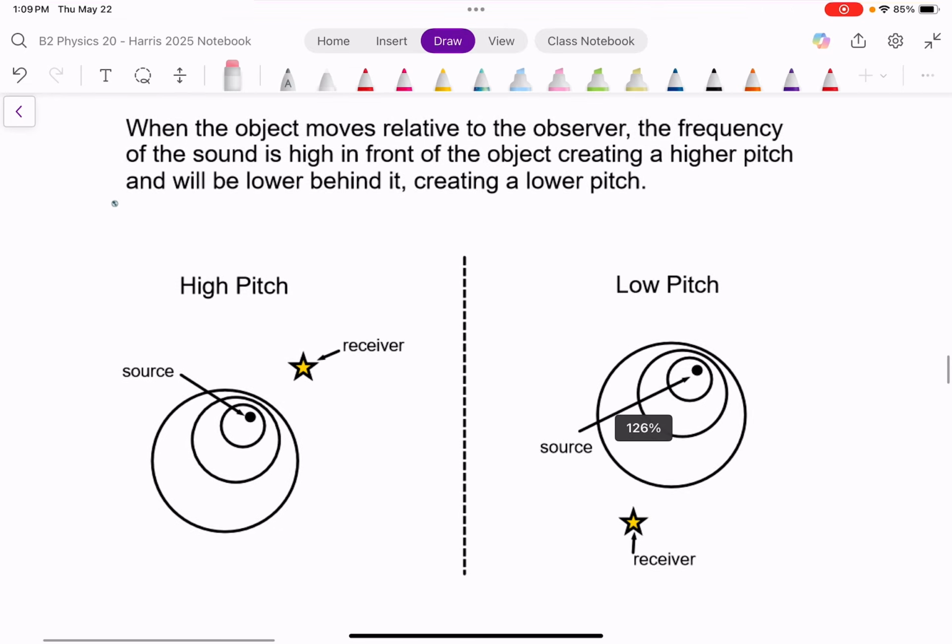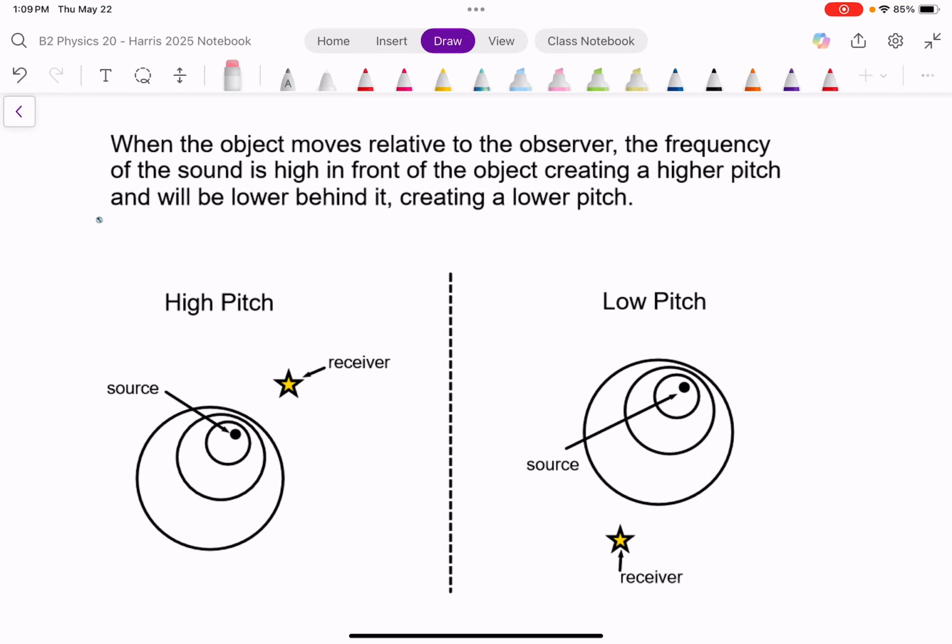However, once this car actually starts moving, I'm going to start hearing different sounds. What the Doppler effect is saying is that when an object is moving relative to the observer, towards the observer or the receiver, the one who's hearing the noise, the frequency of the sound is going to be a higher pitch if the person is in front of the object, versus a lower pitch if they are behind.